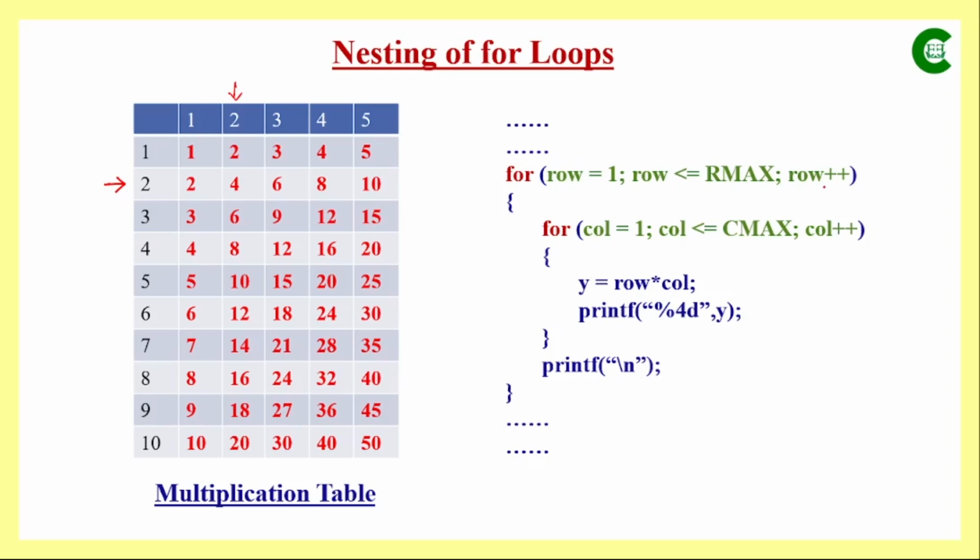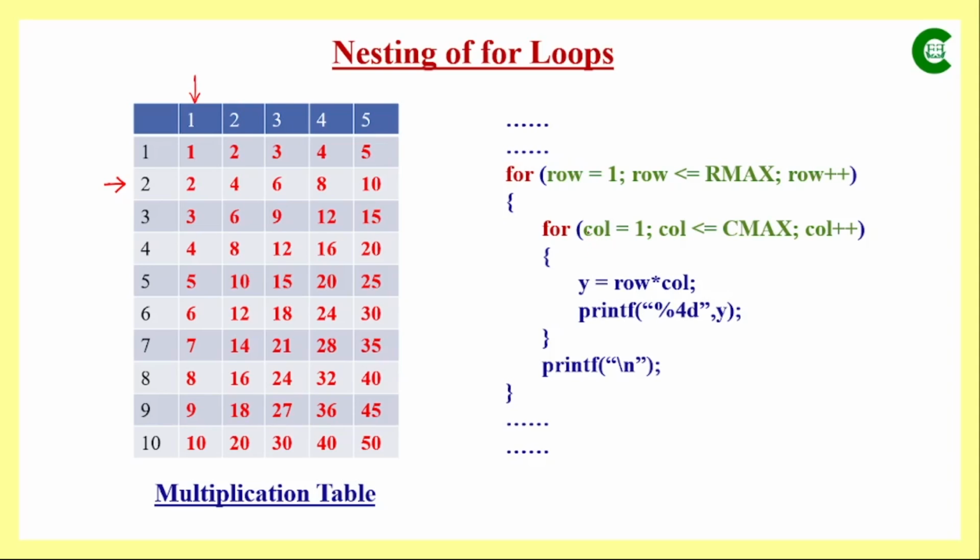incremented by 1 as per this parameter, and then it will check for execution or continuation of the body of the outer for loop. Since row value is 2 and row max is 10, that means the body of the outer for loop will be repeated. So again the control will come to the inner for loop, and this inner for loop again will start afresh. So col will be initialized to 1, and as it was repeated for row value 1, now for row value 2 also it will repeat 5 times.